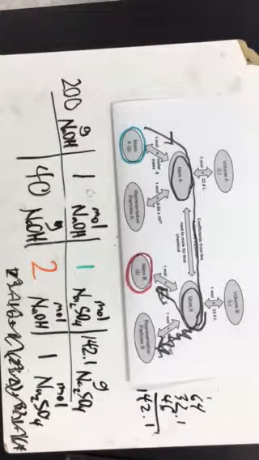Looks like 142. 142.1 grams is the molar mass of sodium sulfate. So now you've set everything up. All you have to do is punch this through on your calculator, which again I did not bring over here.